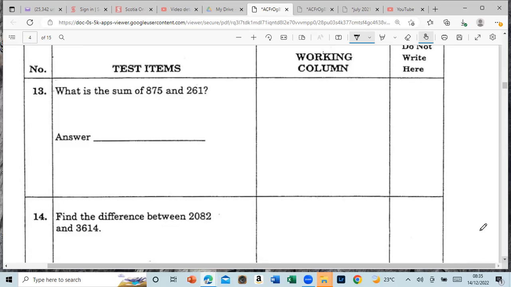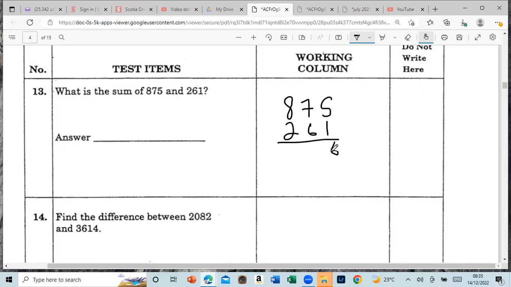Alright, let's proceed. So sum means we are to find the total. So it would be 875 plus 261. 7 and 6 is 13, 3 carry 1, 8 and 2 and 1 is 11. So that works out to 1,000. Put your comma, guys. 1,136. Who got that correct? Come on, guys.